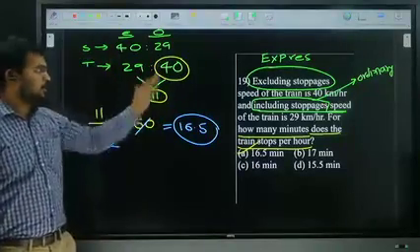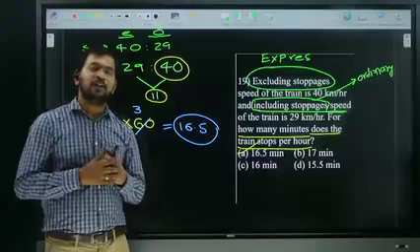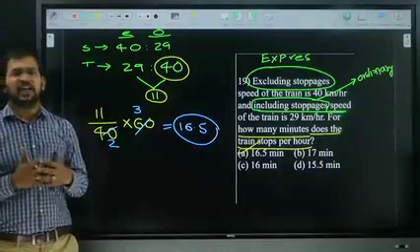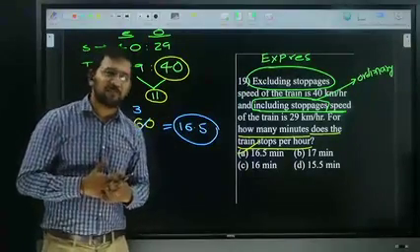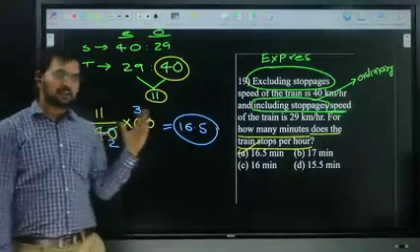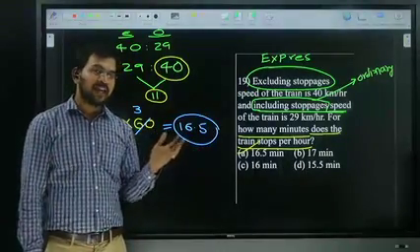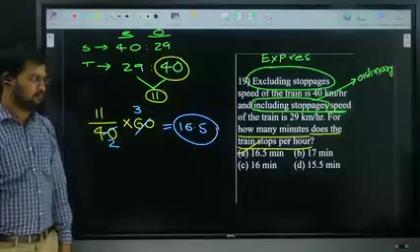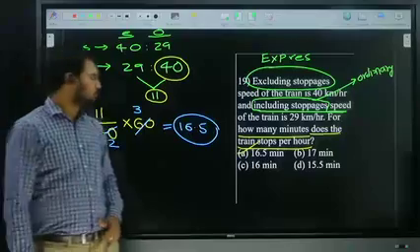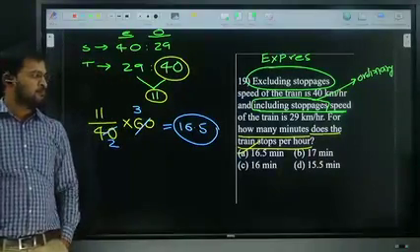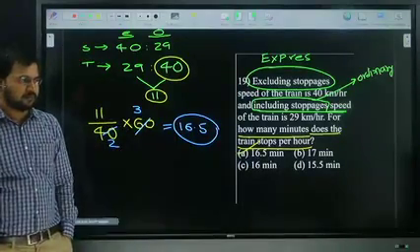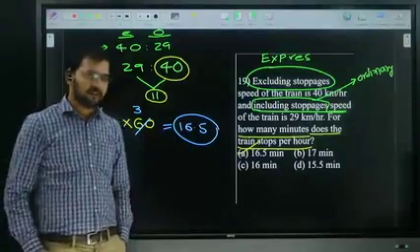Just make a note. This is also the distance constant method. The distance constant method is very very important. Whenever distance is constant, speed and time are inversely proportional to each other. All of you okay? Very good. Make a note: this is excluding stoppages, including stoppages, so the express and ordinary case.